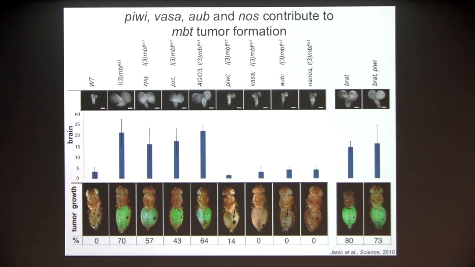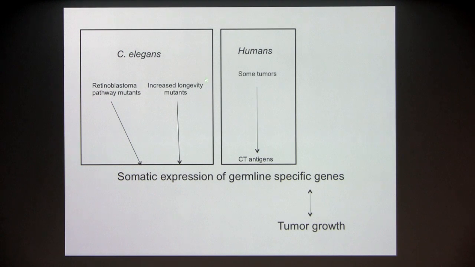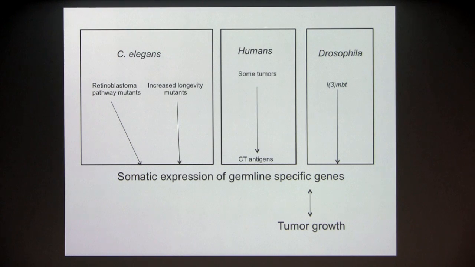And this is most important because, as I already told you, in C. elegans this soma to germline transformation appears in the retinoblastoma pathway and increased longevity mutants. This appears the same in humans. In some tumors there is ectopic expression of germline genes called the CT antigens, but until now there was no functional relevance for what these genes are actually doing in human tumors. But what we have found in this Drosophila mutant is that we can actually mutate those genes and they can have a tumor suppressing effect. So this already suggests that they can have a tumor suppressing effect in other species, and also that we can use this Drosophila model for studying these CT antigens.